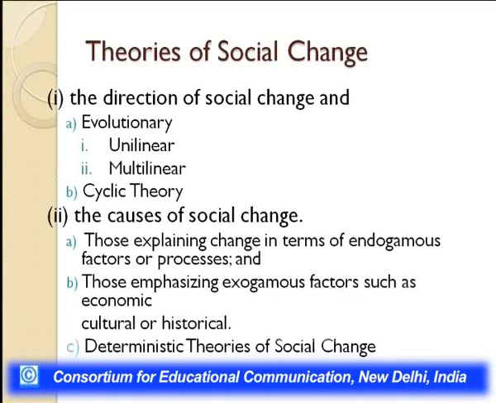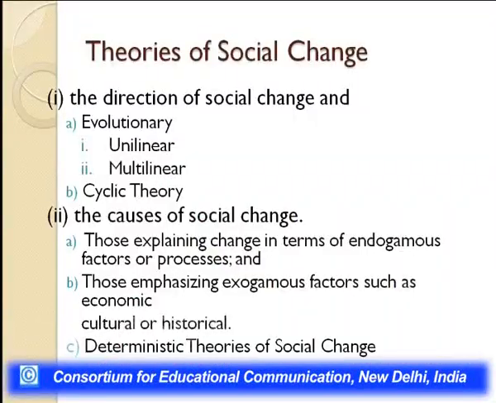Unilinear is one path of evolution from simple to complex, multilinear means multiple paths are emerging, and cyclical means it moves from one stage to the second to the third and back to the first stage. When we look into the cause of social change, we see those explaining change in terms of endogenous factors, which are processes taking place within the society, and the second are those emphasizing the exogenous factors such as economic, cultural or historical. The third type of causes of social change theory is the deterministic theory of social change. Now, we look into these theories individually.